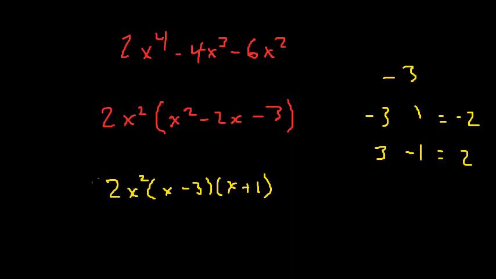If I were to take this and distribute everything, multiply those binomials back together and then distribute my greatest common factor, I will get back what I started with. So this is my factored form.